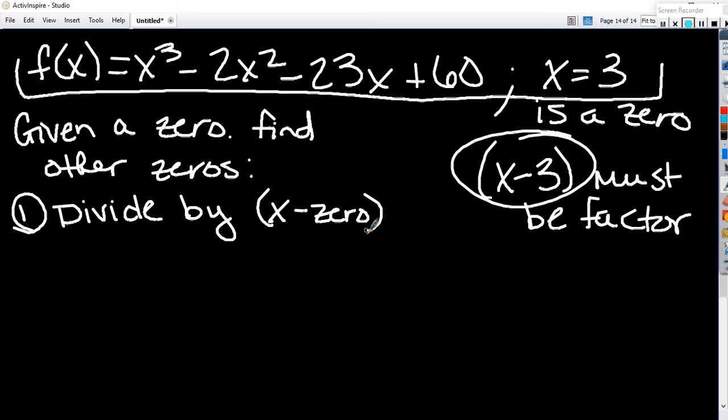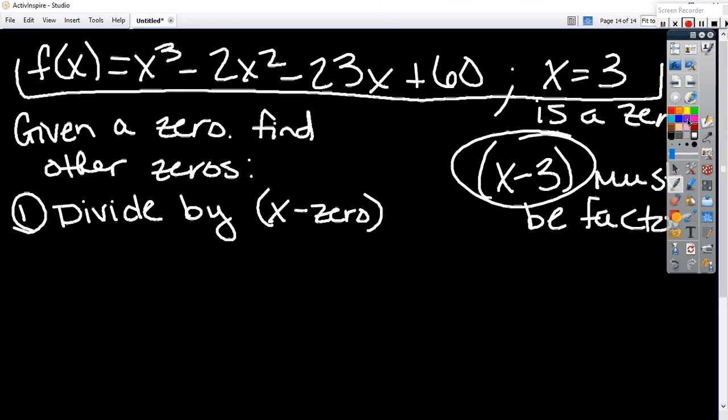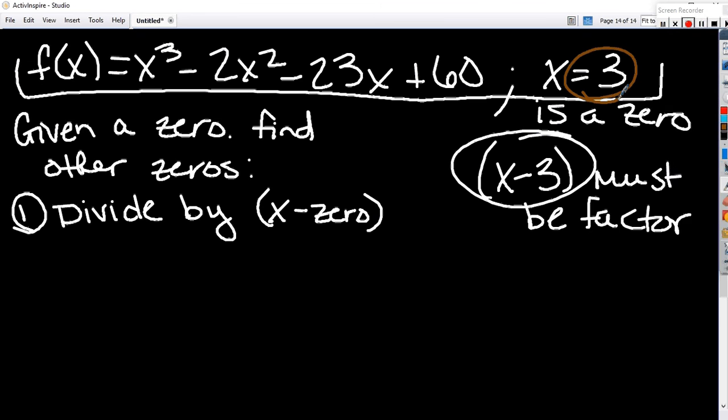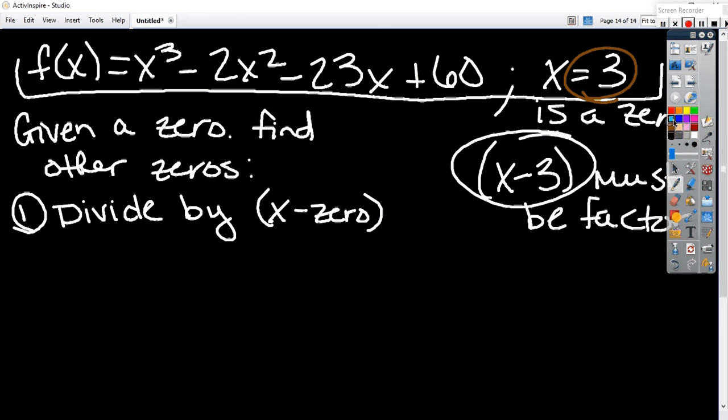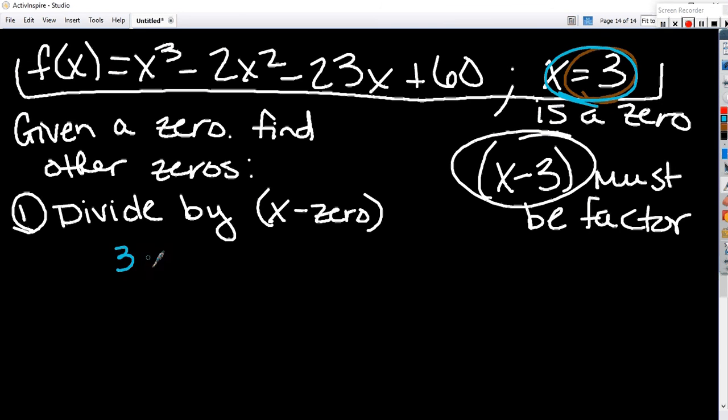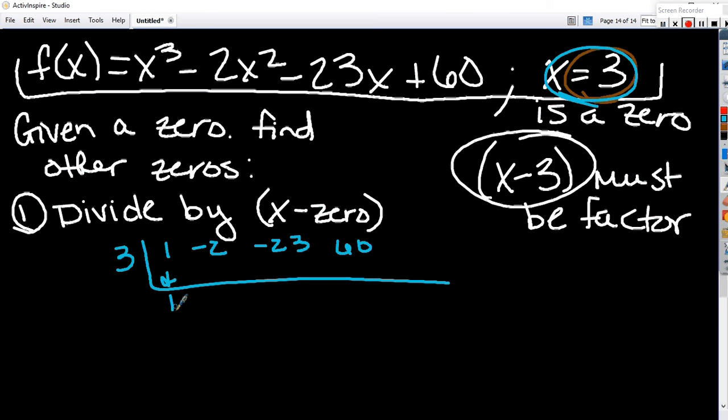All right, so that's the sign. The sign doesn't change with the zeros, it only changes with the factors, okay? So outside, I'm going to have a what? A 3, same sign. So 3, what goes on the inside? 1, 1, negative 2, negative 23, 60, okay? Drop it.